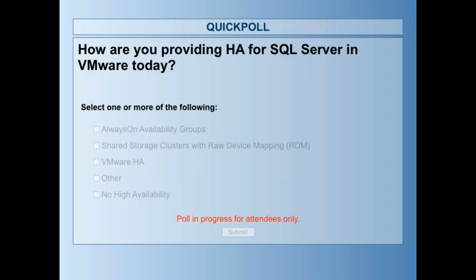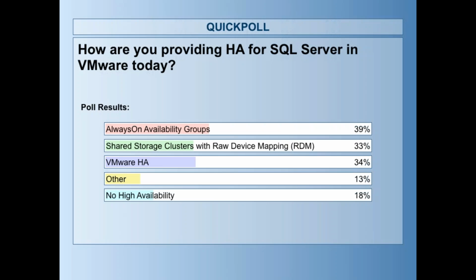All right, that's a good majority of the people voted, so I'm going to close that and share the results. We've got a little bit of everything out there. 39% of folks are using Always On availability groups. We'll talk about how this type of solution differs from Always On availability groups.